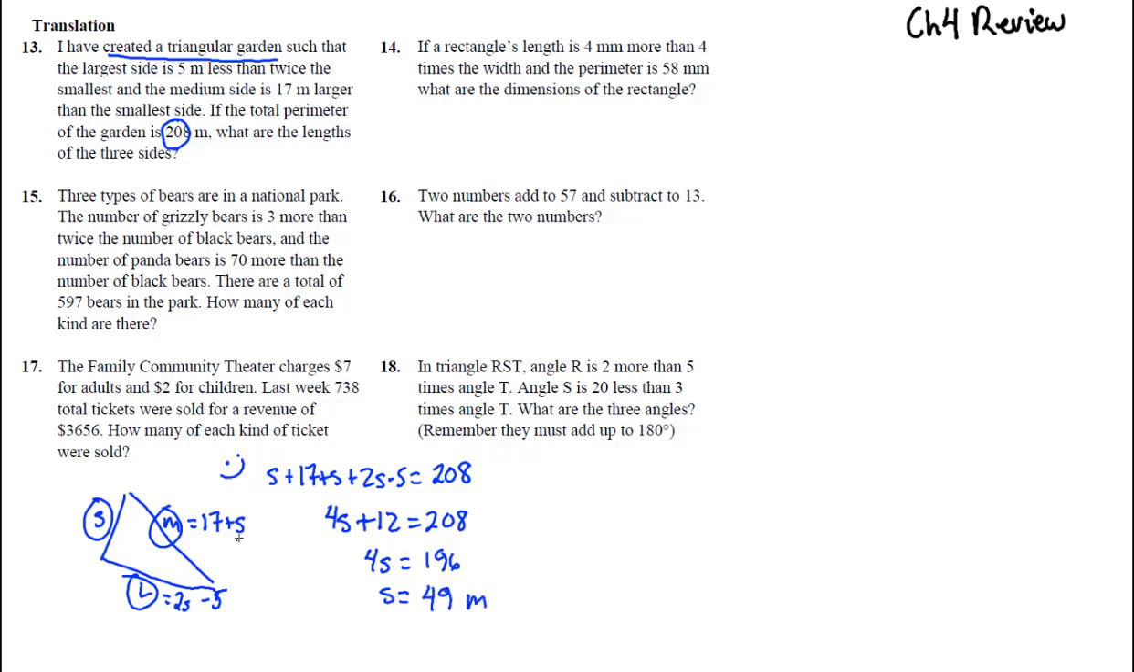Stick 49 back up in here. Put a 49 right there. 17 plus 49, that's 66. The medium side is 66 meters. And then stick 49 right there. 2 times 49 is 98, minus 5 is 93. The large side is 93 meters. So that's where we get the 3 sides.